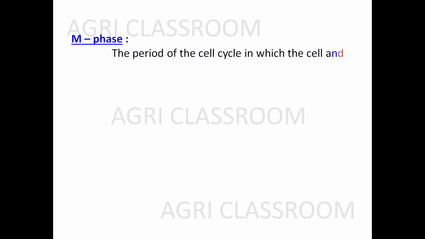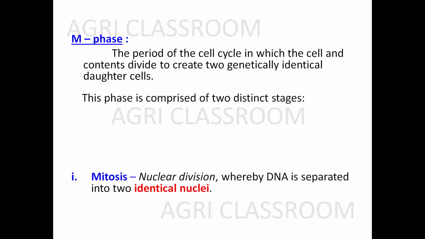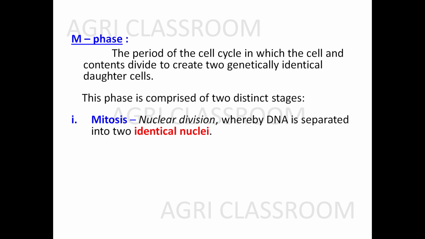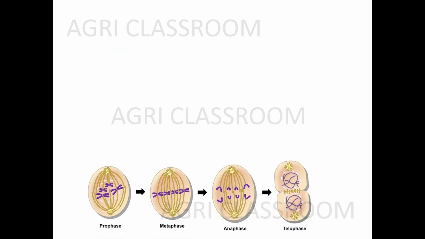M phase. The period of the cell cycle in which the cell and its contents divide to create two genetically identical daughter cells. This phase is comprised of two distinct stages. Mitosis. Nuclear division, whereby DNA is separated into two identical nuclei. Cytokinesis. Cytoplasmic division, whereby cellular contents are segregated and the cell splits into two daughter cells. Look into the diagram shown below simultaneously while explaining.